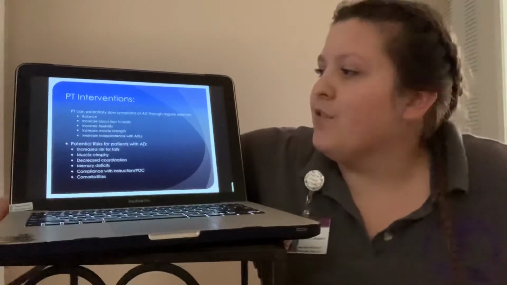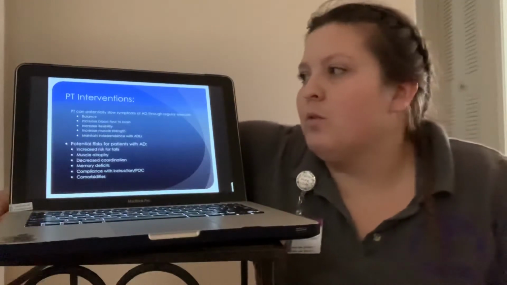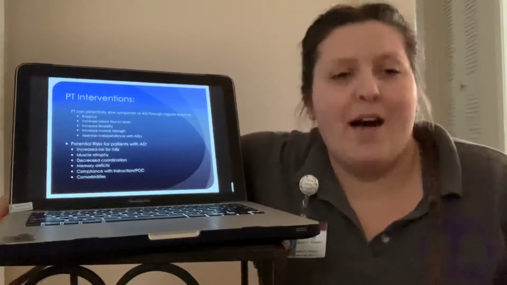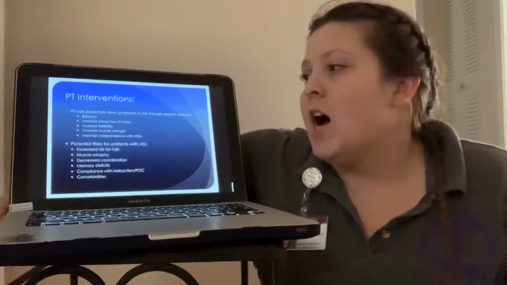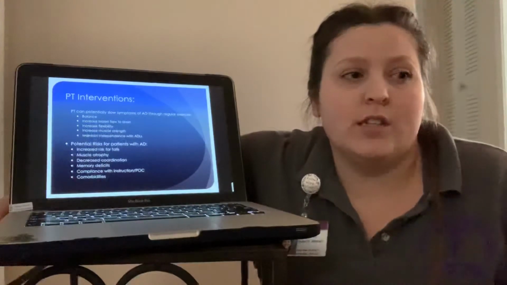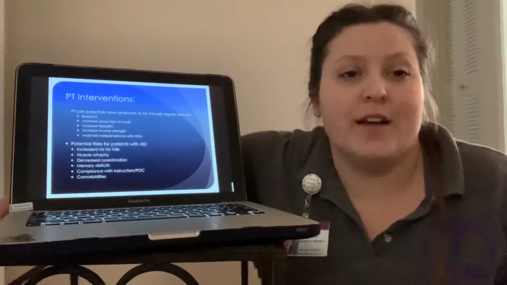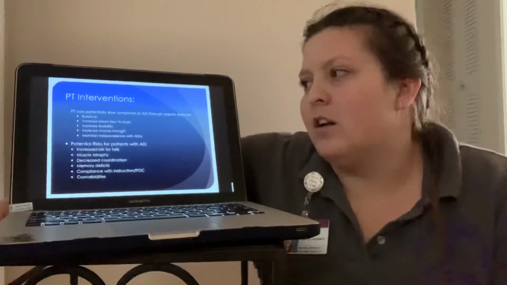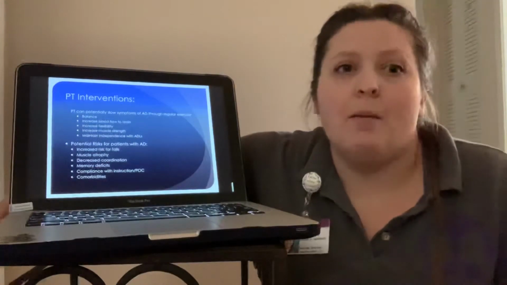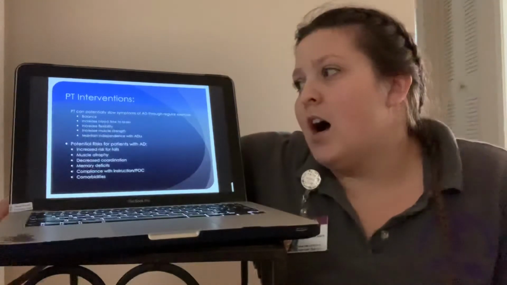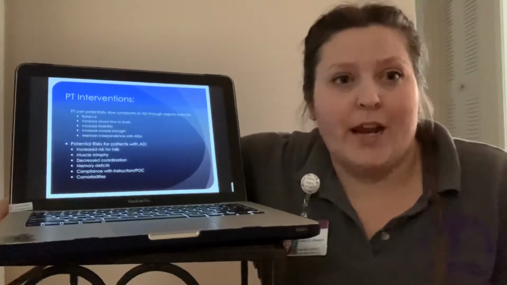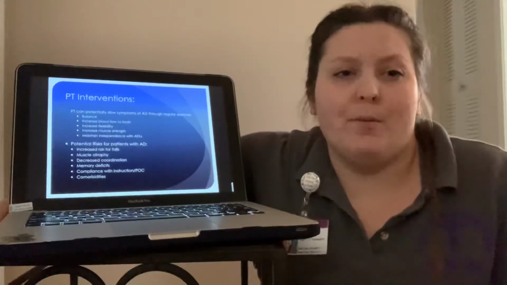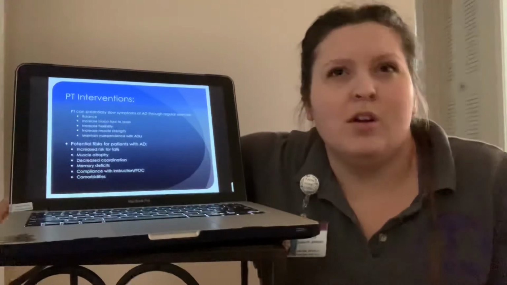So some PT interventions that I think would be beneficial: these patients are going to have a lot of fall risk. They're going to have balance issues and gait pattern issues. So we're going to be looking toward increasing their muscle, increasing their flexibility, and increasing their independence with their ADLs. Also just looking at general conditioning, making sure we're getting them active. When we do that, that's increasing blood flow to the brain, and it's going to help them remember more or not cause their symptoms to escalate.